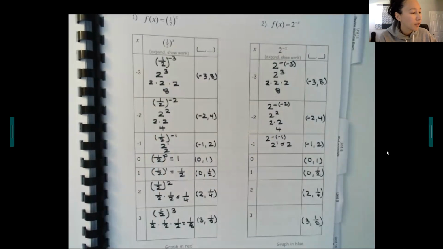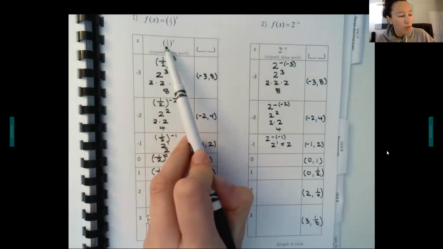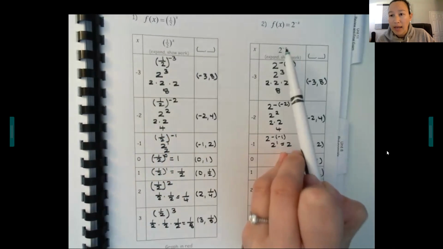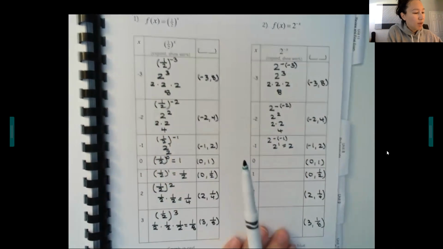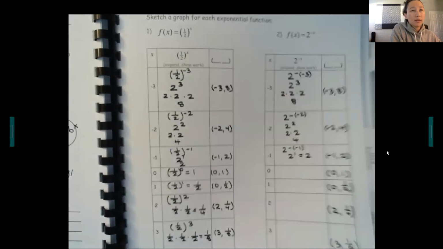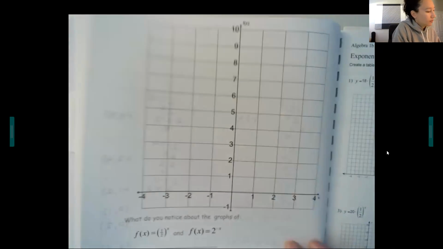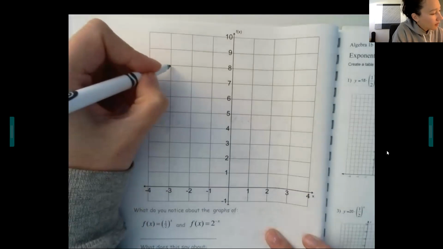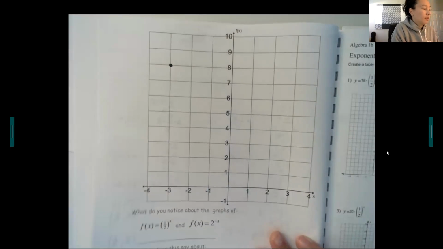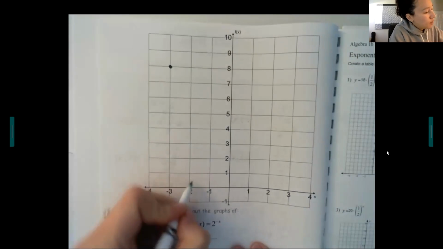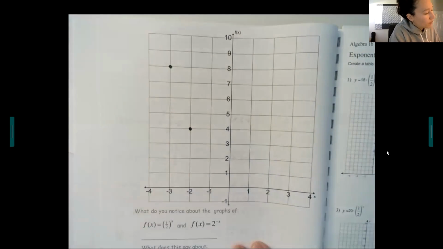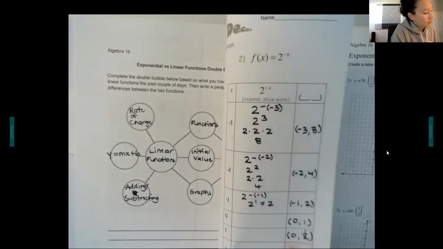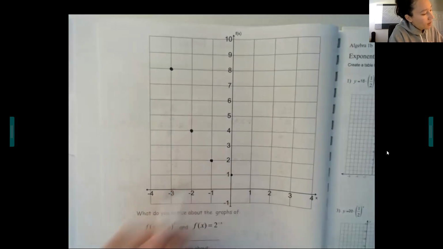And let's see what our graph looks like when we have a growth multiplier of 1/2, or a negative exponent. So on the next page, we'll sketch these points. Our first point was -3, 8. And -2, 4. -1, 2. 0, 1.